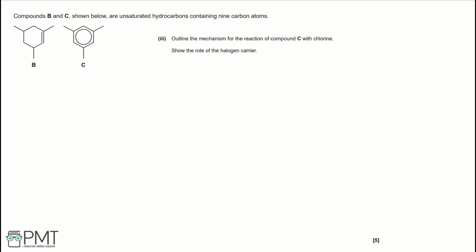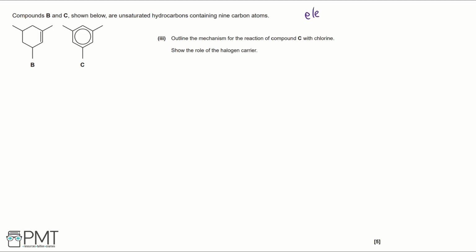Part 3. Outline the mechanism for the reaction of compound C with chlorine. Show the role of the halogen carrier. As I said in part 1, this mechanism that we're dealing with compound C is electrophilic substitution, where we substitute one of the hydrogens on the benzene ring with a chlorine. So the key in this question is that we need to show the role of the halogen carrier. So we need to start with how the halogen carrier helps us form an electrophile.